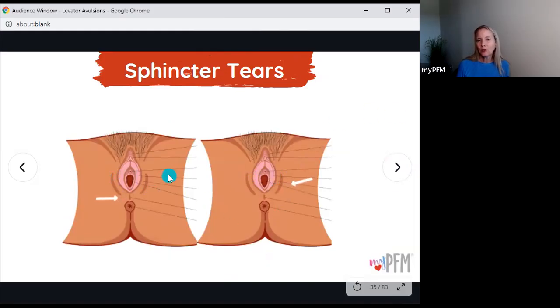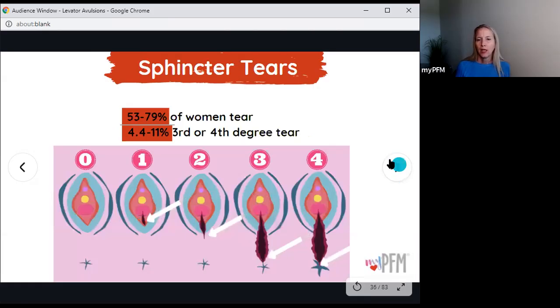Now let's look at the sphincter tears and that risk factor. Here is the bottom view looking into the pelvic floor from below. That's the anus, that's the vaginal opening. This smooth area of skin in between the anus and the vaginal opening is the perineal body. Basically the baby is coming out here, and then we can tear from the vaginal opening to the anus, and there are different degrees of tears. You can also tear up this direction and tear into the vaginal canal. So 53 to 79% of women tear, and 4 to 11% have a third or fourth degree tear.